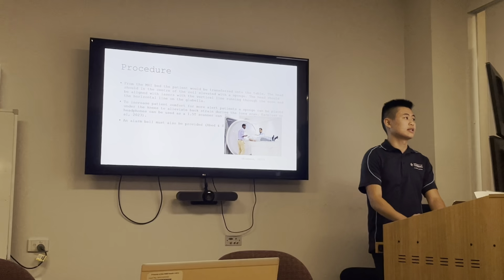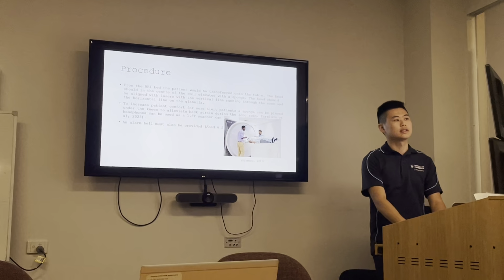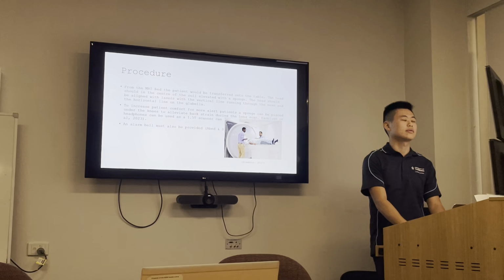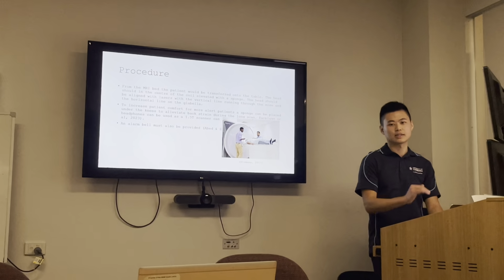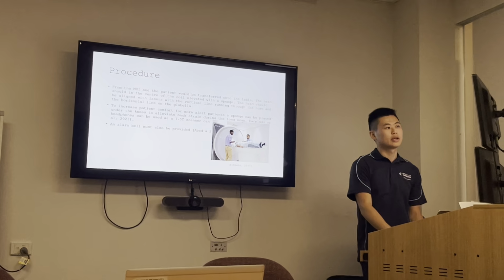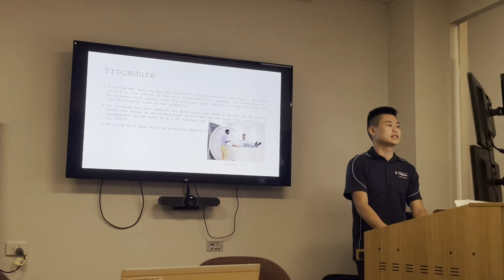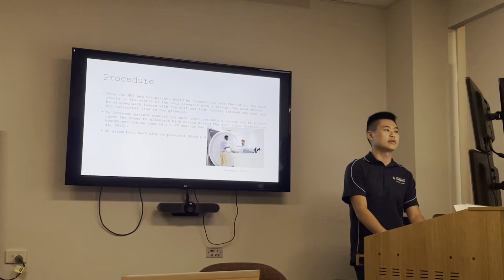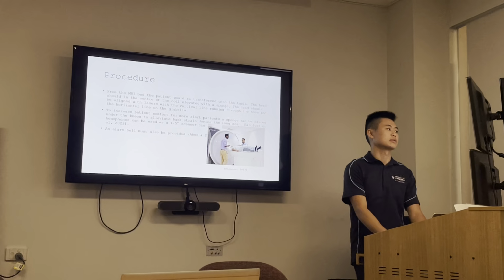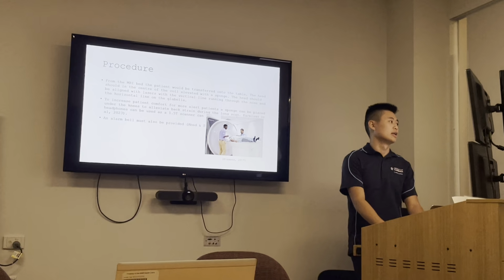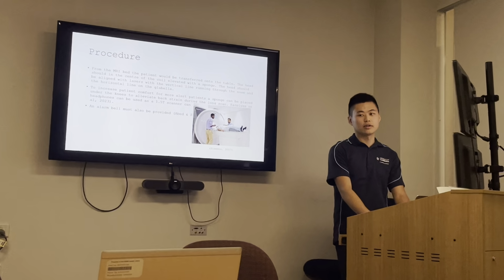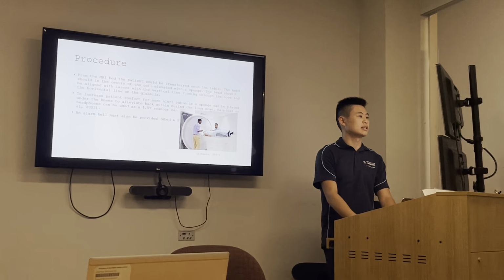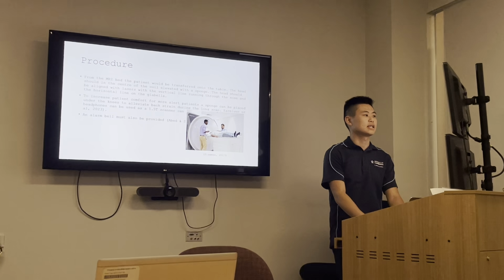Okay, for the procedure, from the MRI bed, the patient should be transferred onto the table. The head should be in the center of the coil, elevated with a sponge to make sure it's in the center and that the chin is up. The head should also be aligned to lasers vertically, with the vertical line running through the nose and the horizontal line on the glabella. To increase patient comfort for more alert patients, a sponge can be placed under the knees to alleviate back strain during the long scan.